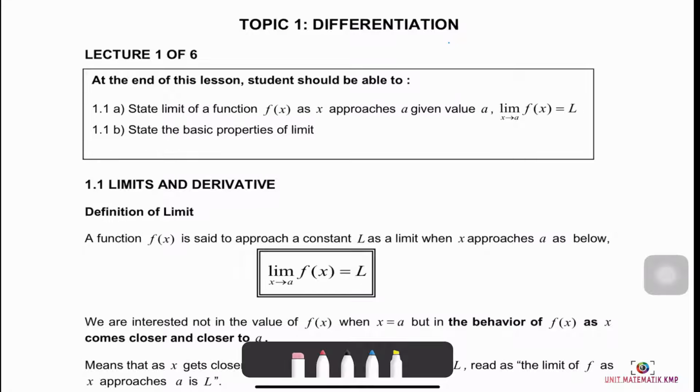Welcome to Mathematics 2 AM025. Okay. Topic 1, differentiation. At the end of this lesson, students should be able to state limits of a function f(x) as x approaches a given value a, limit f(x) when x approaches a equals L. Second is state the basic properties of limit.